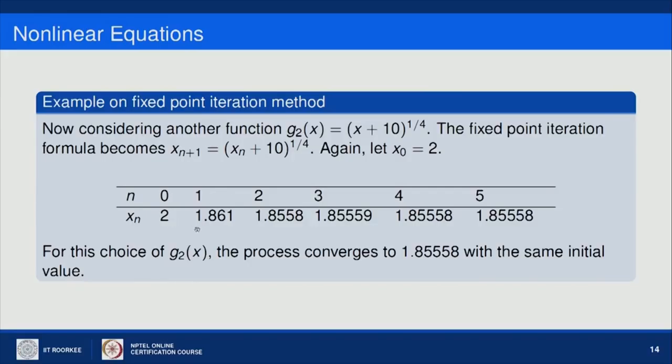I got x1 as 1.861, x2 as 1.8558, x3 as 1.85559, x4 as 1.85558, and then x5 as 1.85558, which is the same up to 5 decimal places in these two iterations, and hence my fixed point iteration method converges to the root with an accuracy of 5 decimal places in just 5 iterations.